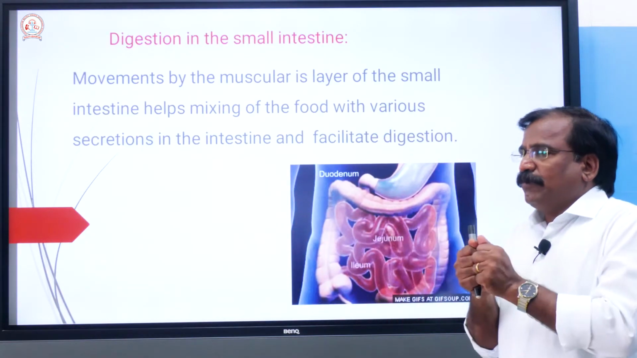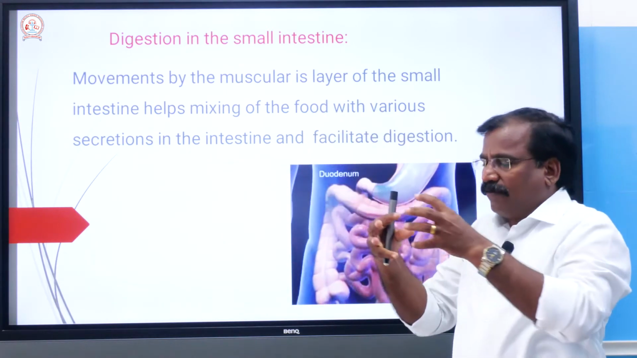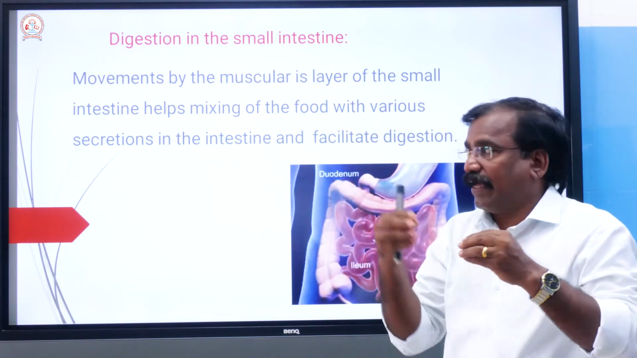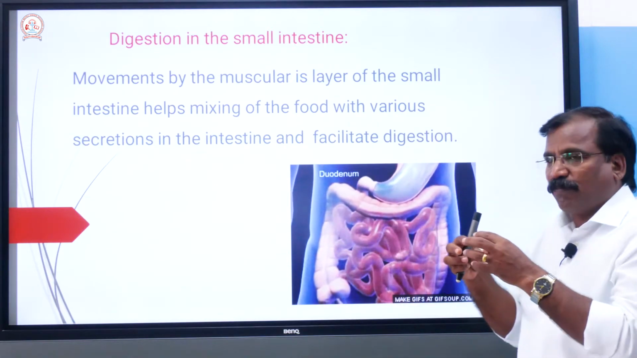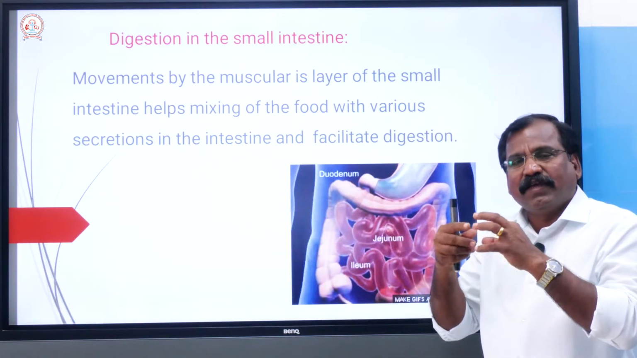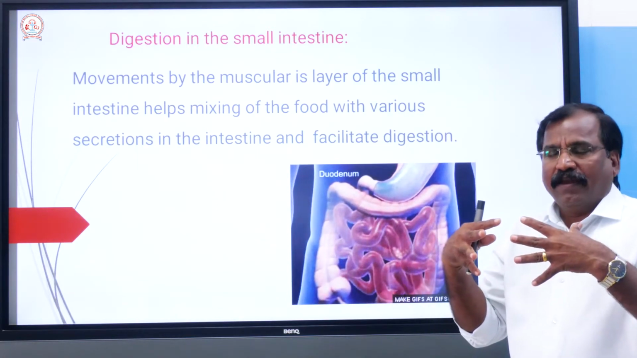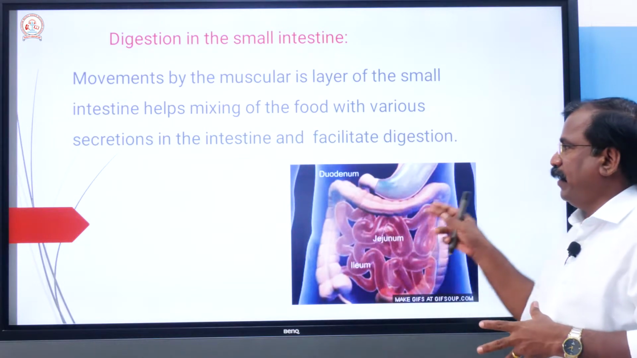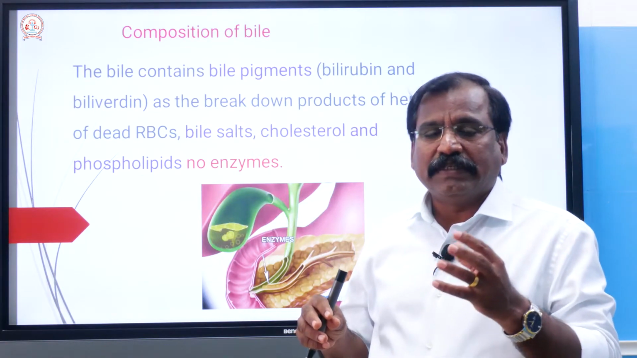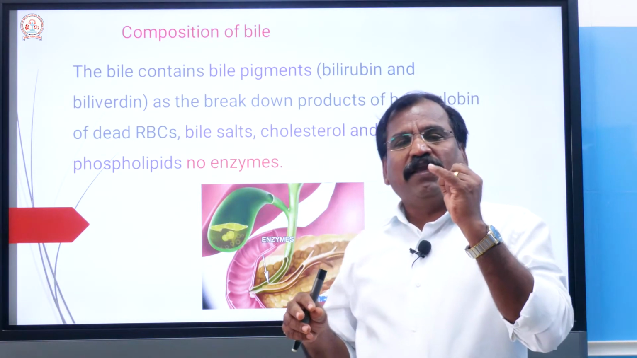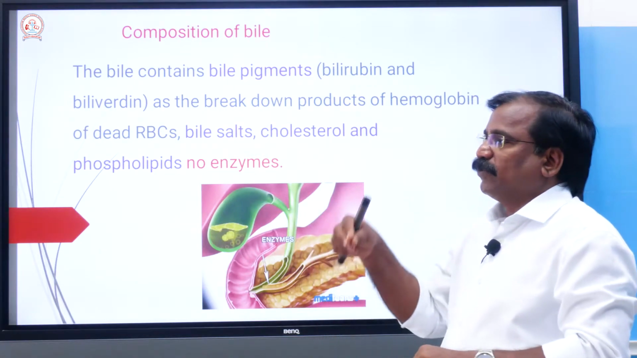The enzymes and also the wave-like movements produced in the small intestine mix the food and enzymes, so that they facilitate digestion. The three major glands, namely the liver, pancreas and the intestinal gland, pour their secretions so that they act upon the food.